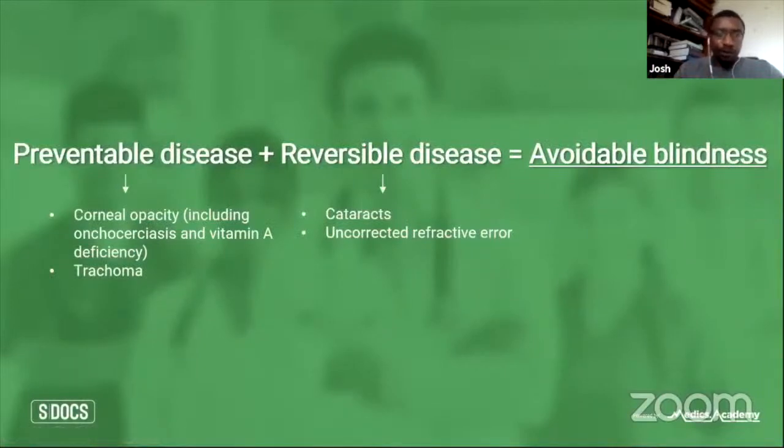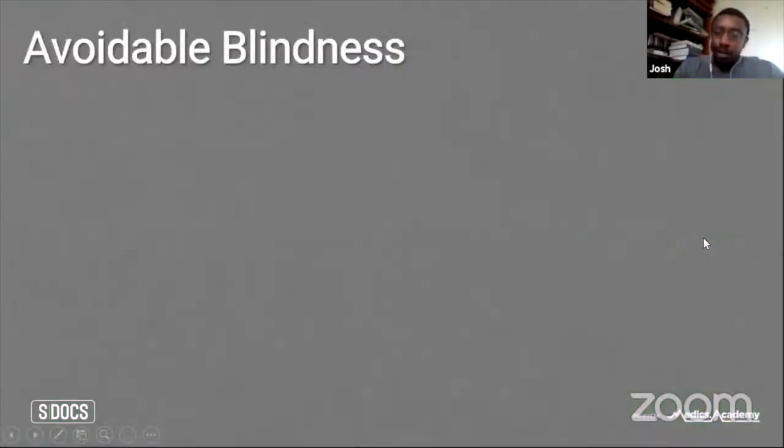So with this concept of preventable disease and reversible disease, you can start to build a picture of avoidable blindness. Blindness that is quite easy, or should be theoretically easy, to intervene in and prevent and/or treat. And yet there's a massive proportion of blindness worldwide that is avoidable. So, really important concepts in global health ophthalmology: avoidable blindness.